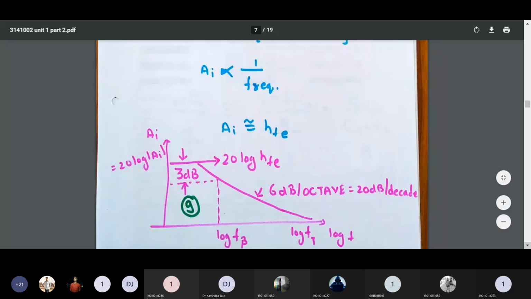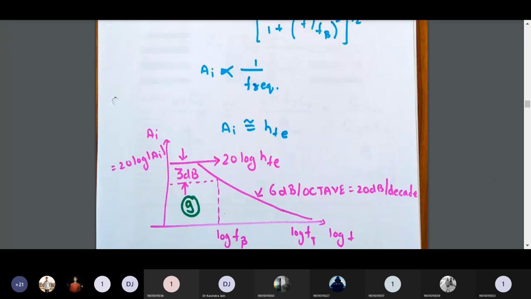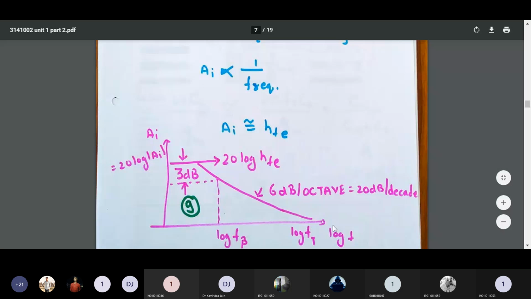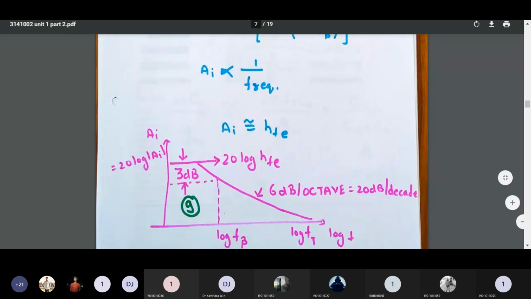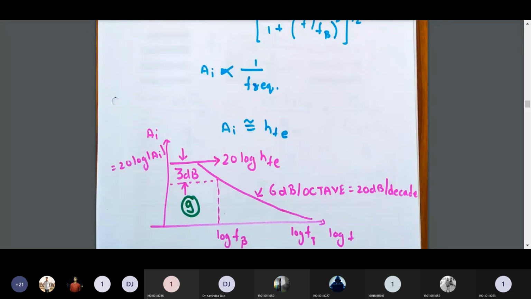are two crucial points over here. One is log f beta and another one is log fT. These graphs basically reflect these two crucial points, log f beta and log fT. fT is commonly known as the unity gain frequency. I repeat, fT is known as the unity gain frequency.